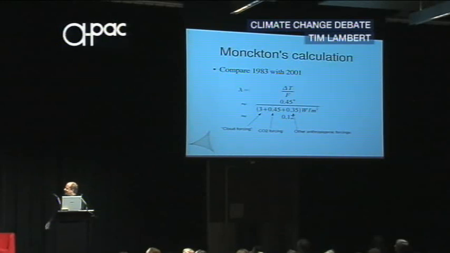Oh, he's put it up for us. Excellent, thank you. So here's the calculation in detail. You take the 0.45 increase in temperature and you divide by the total forcing, and I've labelled them so you can see what's going on. You add up all the forcings, divide them by the temperature, and the answer you get is 0.12 for lambda.